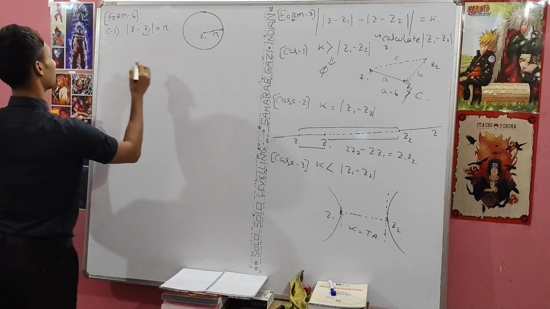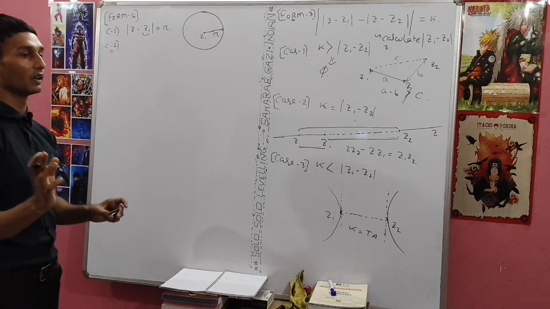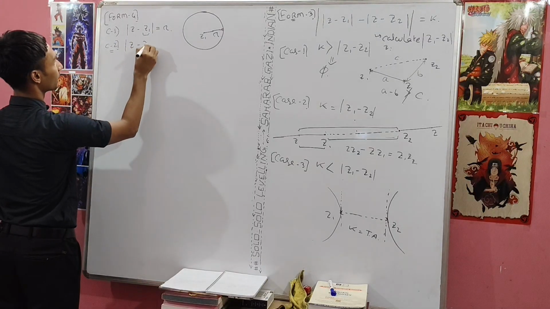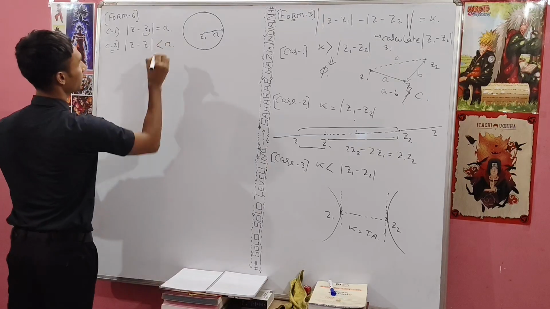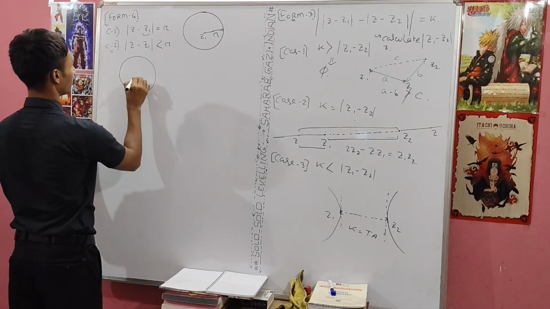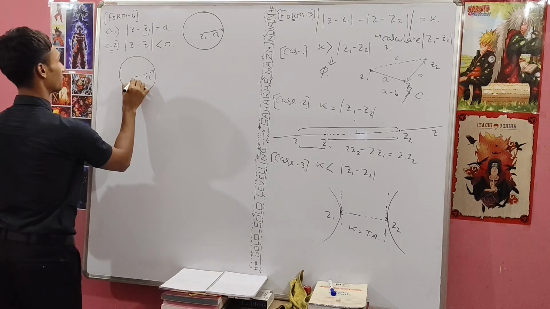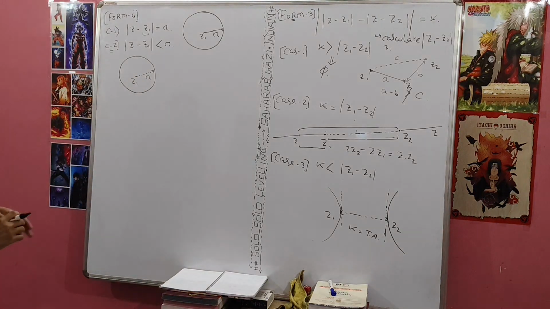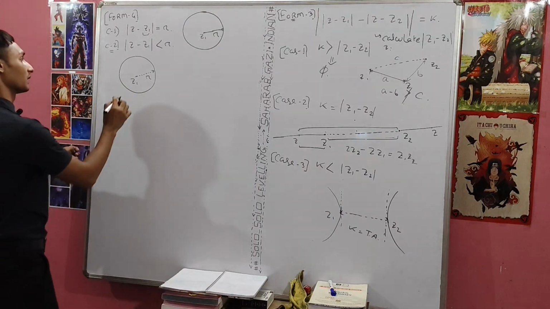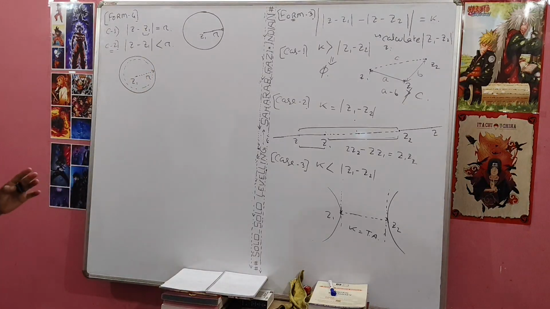Now case number 2, you just need to remember all of these cases so that you could answer quickly. Second case: mod of z minus z1 is less than r. Here you will also find a circle with center z1, but the radius in this case will be less than r. That means the circle is somewhere inside, not the full r will be captured here.